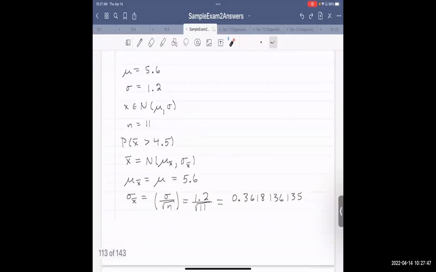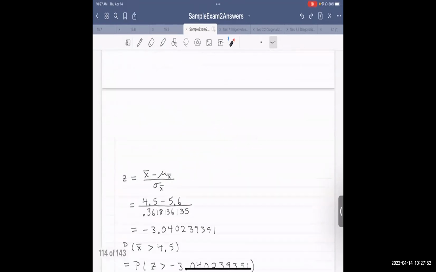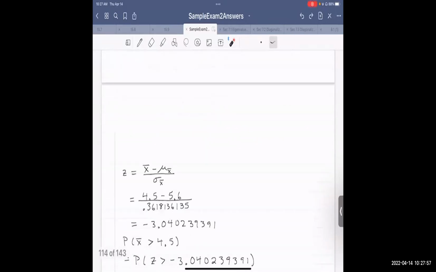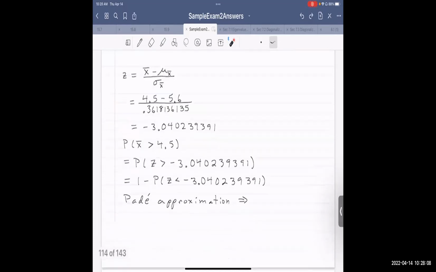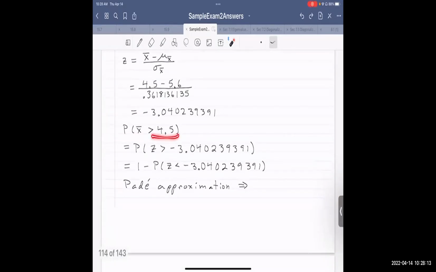And so 4.5 minus 5.6 divided by 0.3618136135 gives negative 3.040239391. So to find the probability that X bar, the sample mean, is greater than 4.5, I just want to figure out the probability that Z is greater than negative 3.040239391.